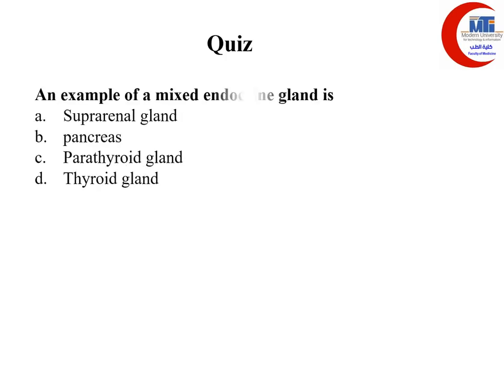Quiz on the lecture. An example of a mixed endocrine gland. We mentioned that mixed means that this gland has an exocrine part and an endocrine part. Suprarenal gland, purely endocrine. Parathyroid, purely endocrine. Thyroid, purely endocrine. The only mixed gland is the pancreas. Pancreas has an exocrine part and an endocrine part. So the right answer, letter B.